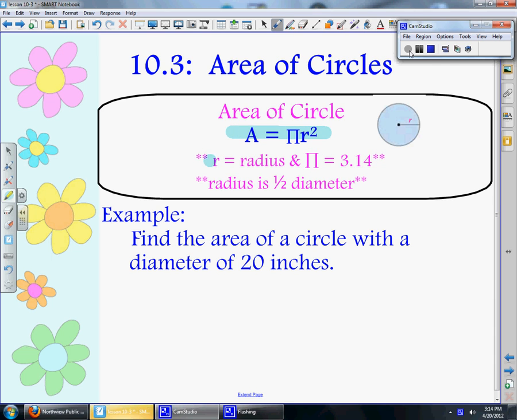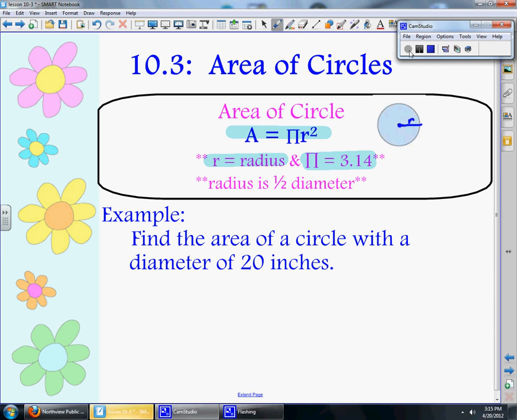And just so you know, r stands for the radius, and pi we're going to say is equal to 3.14. You can also use the pi key on your calculator, but if your calculator doesn't have the pi key, we'll substitute in 3.14. Remember that the radius is 1/2 of the diameter, so in this model here is the radius from the center of the circle to any of its edges.